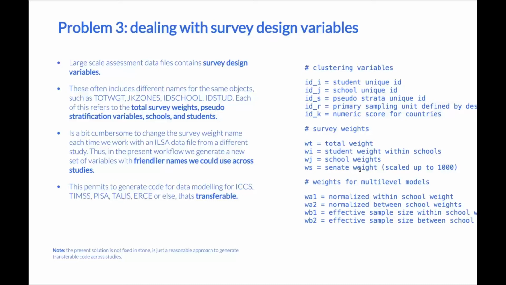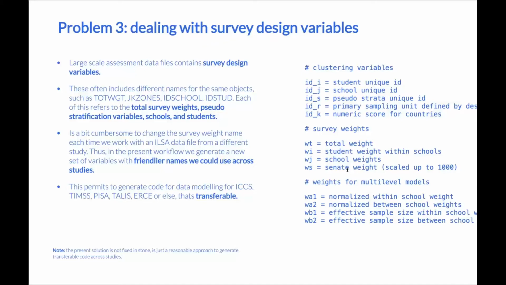Finally, the senate weight: most of the time this is already provided by the public data files, but it's possible that you want to have it on a different scale. I think, if I'm not mistaken, most of the large scale studies give you senate weights that are scaled up to 500, but you can also scale it to a different number, and they may tend to work in a similar fashion.